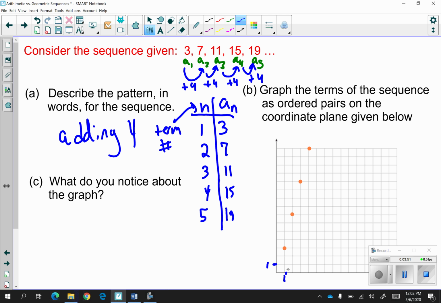Now, you do not want to connect the points, and the reason is that you have the first term and the second term. There's no term and a half. There's no term 1.7. Do you know what I mean? There's nothing in between the first and the second term. There's nothing in between the second and the third term. So it doesn't make sense to put lines showing that there's values in between them. We're always going to leave sequences as plotted points. And what do you notice about the graph? If you were to connect them, they do form a linear equation. So the graph is linear.